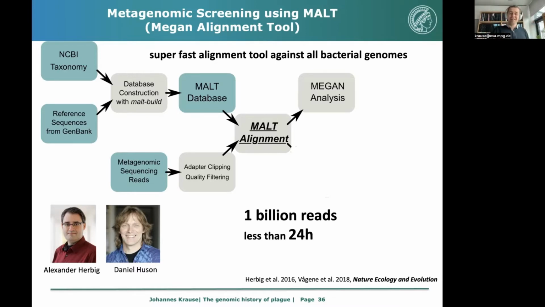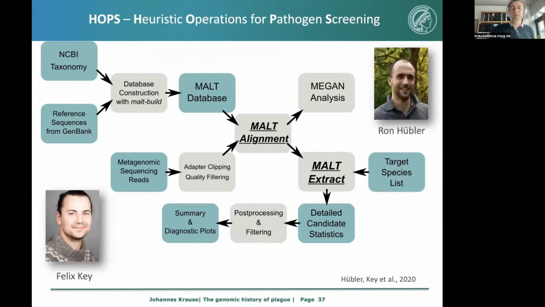And we had a postdoc and a student in the lab who extended that pipeline 2 years ago and did more processing and filtering, because you get a lot of reads assigned to a lot of different bacterial species that could be pathogens or not, that could be ancient or not. With this MALT extract and the new pipeline we call HOPS, heuristic operations for pathogen screening, we can now assign reads to species and then say, is it ancient DNA or not? And by that, we actually reduced the number of hits quite a lot. We found some really interesting ones.